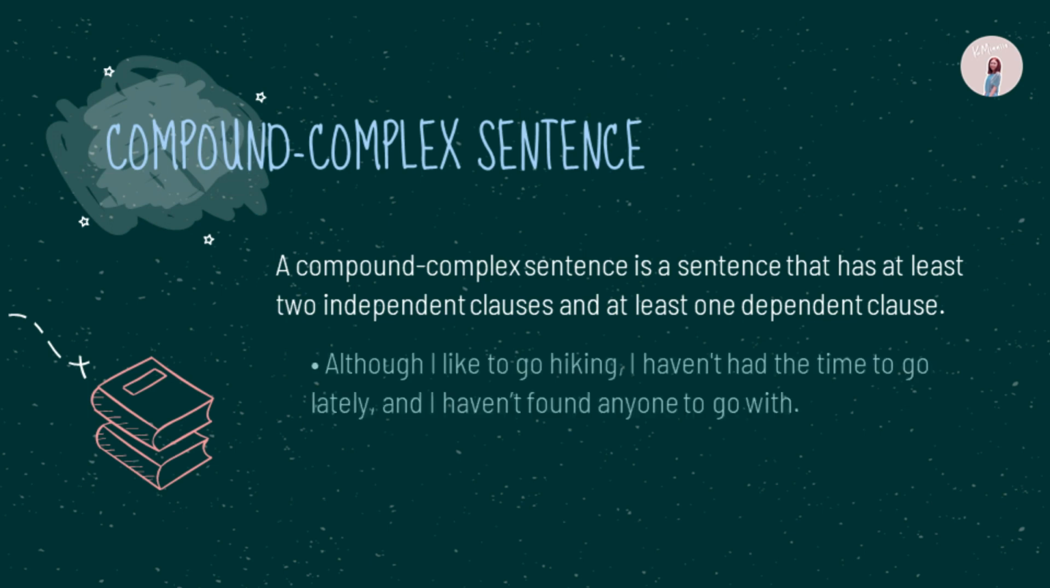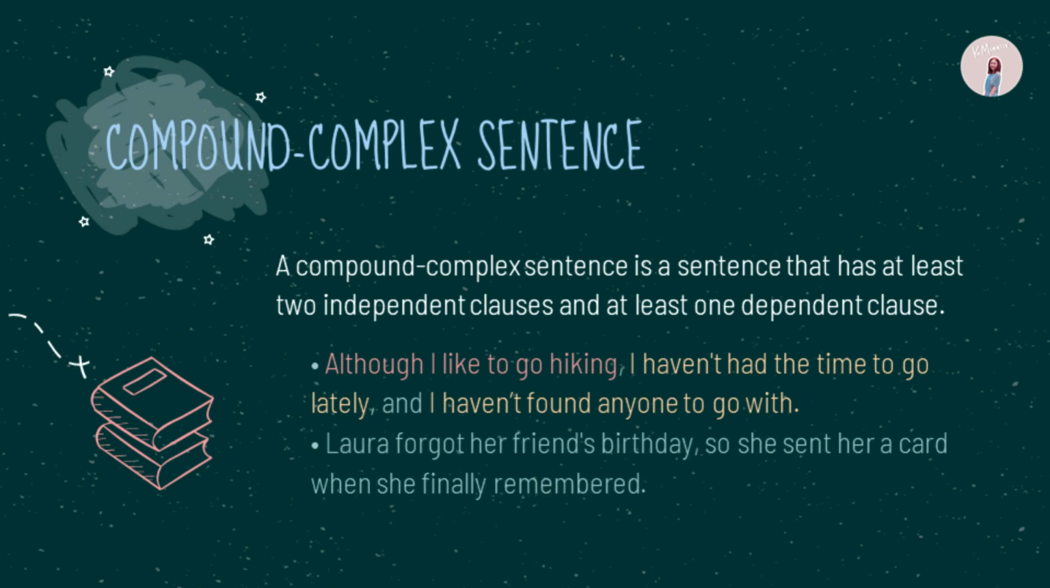Although I like to go hiking, I haven't had the time to go lately, and I haven't found anyone to go with. So, in this sentence, we have the clause, although I like to go hiking, which is a dependent clause, while I haven't had the time to go lately, and I haven't found anyone to go with, are independent clauses. Rolla forgot her friend's birthday, so she sent her a card when she finally remembered. In this one, the clause when she finally remembered is a dependent clause, while Rolla forgot her friend's birthday and she sent her a card are independent clauses.